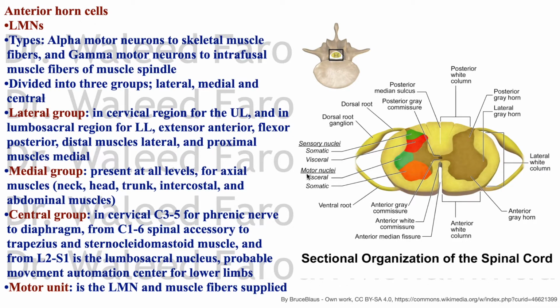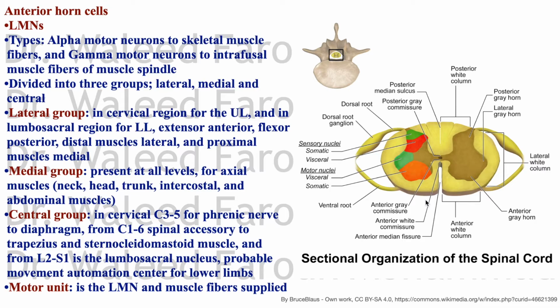The lateral group of the lower motor neurons, they are in the cervical region for the upper limb and in the lumbosacral region for the lower limb. Those that supply extensor muscles are anterior. Those that supply flexor muscles are posterior. Distal muscles are lateral and proximal muscles are medial. The medial group, they are present at all levels because they supply the axial muscles of the neck, head, and trunk, intercostals, and abdominal muscles.